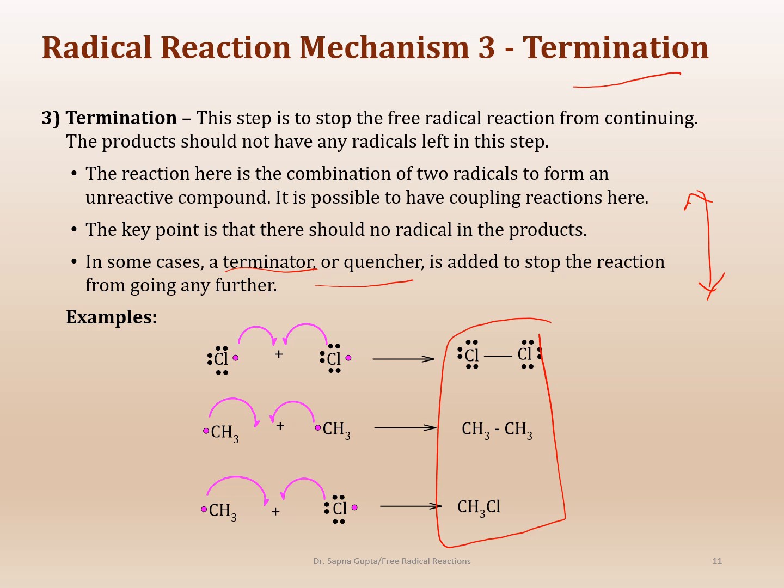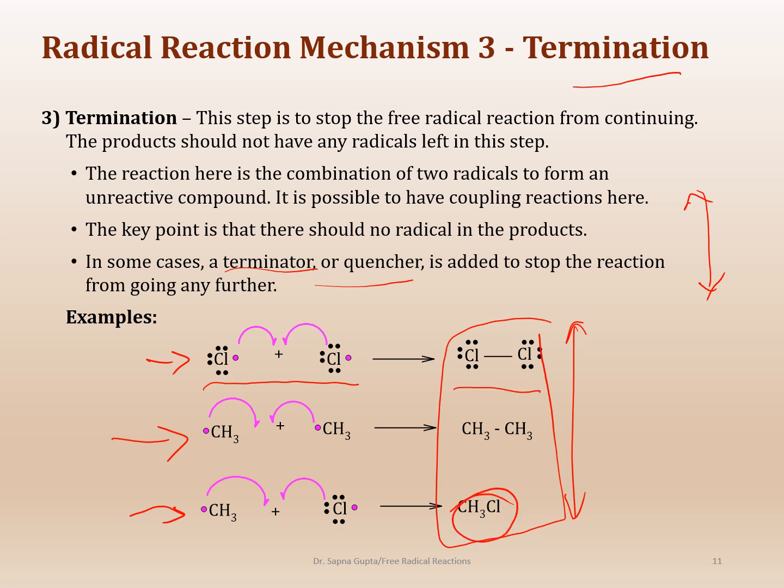Okay, so what is a termination step? All the radicals will start combining to give you something that is a whole molecule, a complete, non-reactive kind of molecule. So you can react pretty much any two radicals to give you a molecule. That's it. Okay, the key thing over here in termination is that you should not have any radicals left over. You can form the product also.